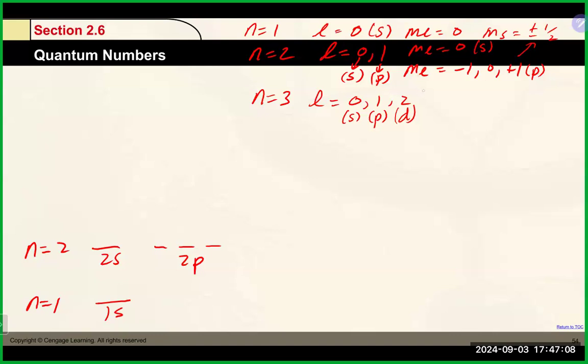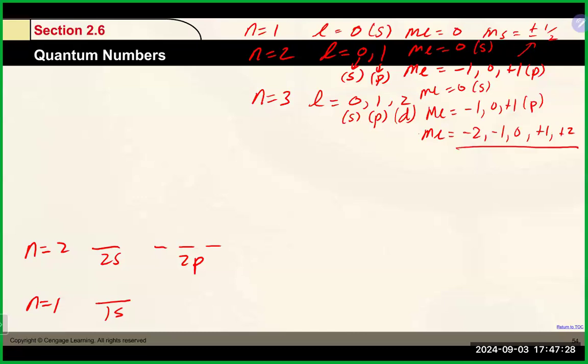Obviously, we could have an m sub L of 0 for our s. We could have an m sub L of -1, 0, +1 for our p. And we also could have an m sub L for our d orbital of -2, -1, 0, +1, and +2. Again, if you count how many numbers there are, not necessarily add them up, that's 5 different numbers, and each one represents one of the 5 different d orbitals within that subshell.